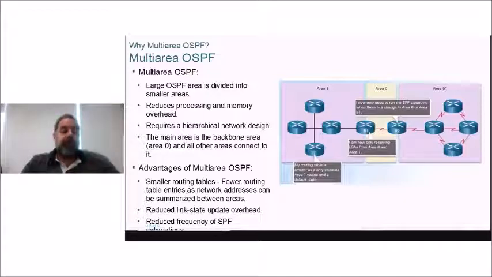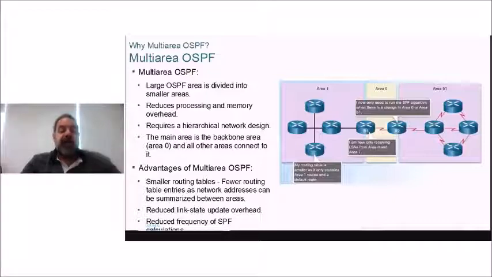And so the main area is the backbone area, which of course is Area 0. And so the advantages are you have smaller routing tables, fewer routing table entries as network addresses can be summarized between areas. And so because we've got areas, those borders between the areas become the defining sort of point where you do address summarization and the like.